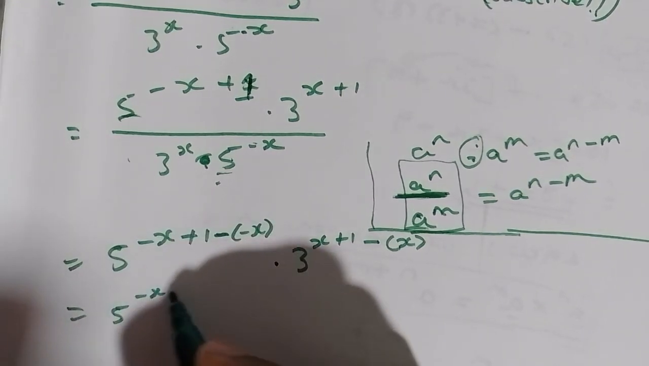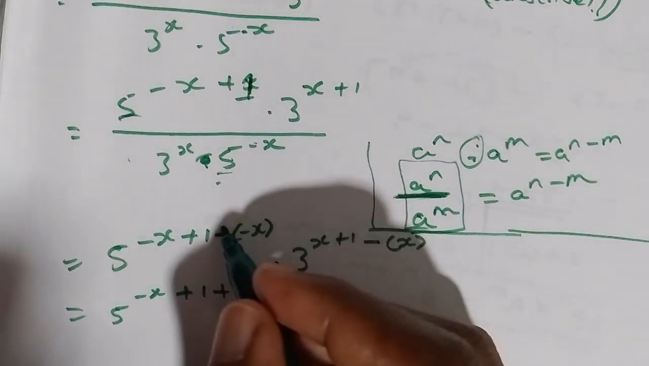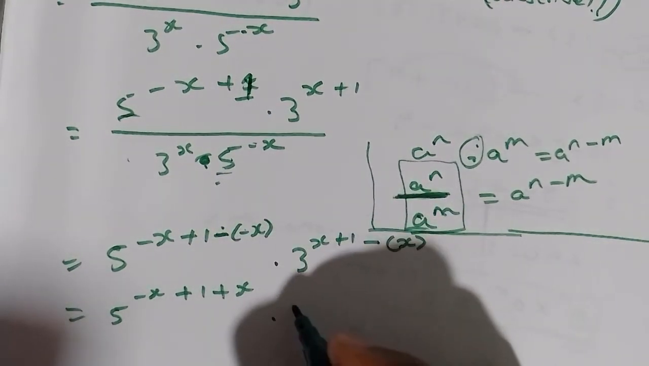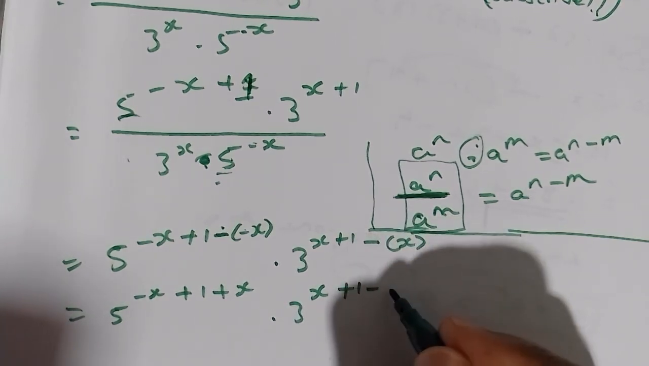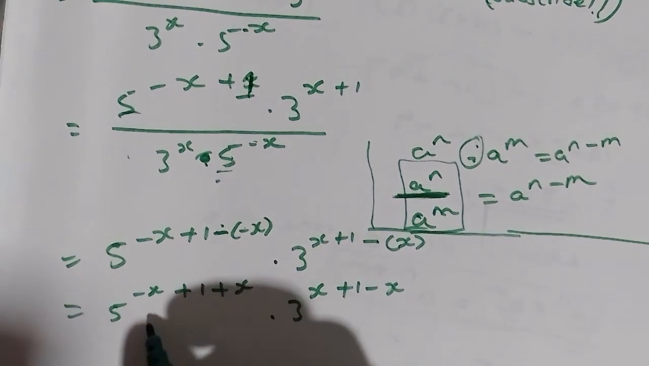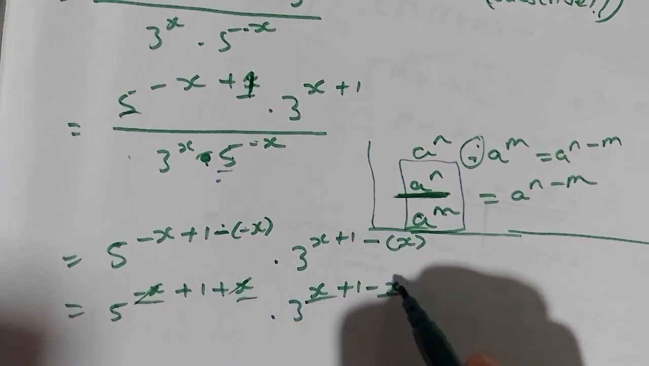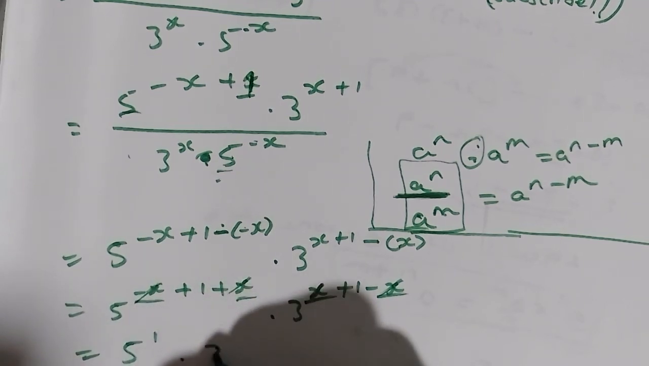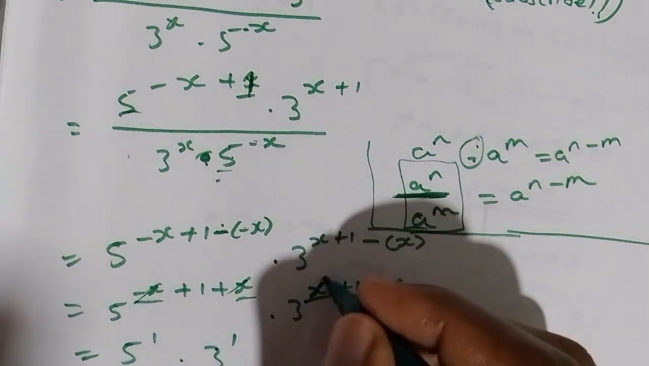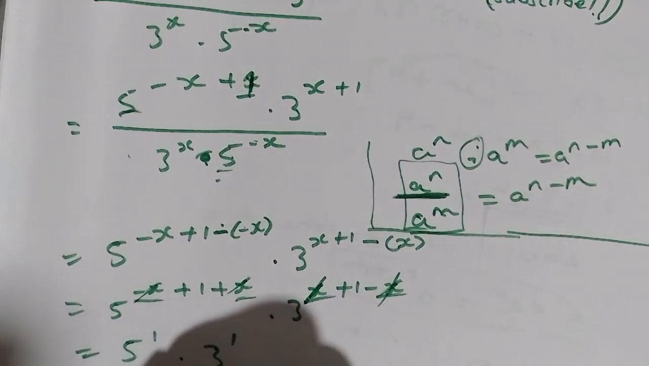Right? And then I'm gonna have 5 to the power minus x plus 1 plus x, because negative and negative is going to be positive, multiplied by 3 to the power x plus 1 minus x. Then negative and positive cancel out. Then I'm going to have 5 to the power 1 multiplied by 3 to the power 1. This will just give me 15.